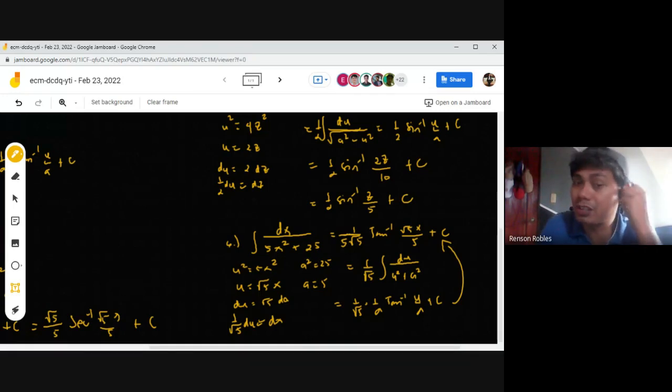You replace a by square root of 5 and you replace u by square root of 5x. Okay? When you rationalize this, what happened? Square root of 5 over 25. When you rationalize this one, square root of 5 over 25. Okay.